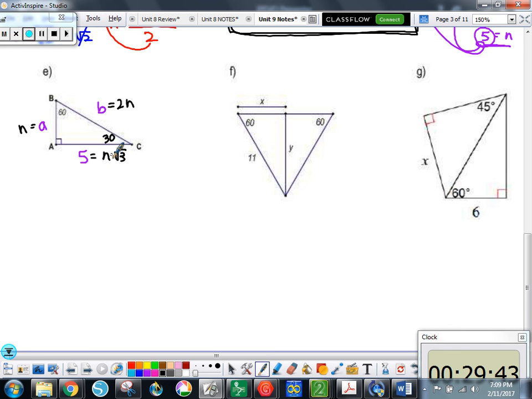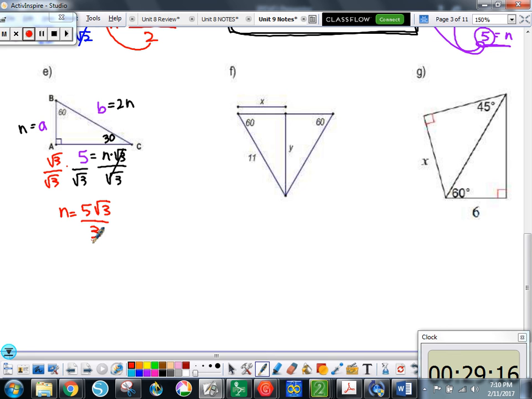So right here, we're going to solve that by dividing by the square root of 3. So N equals 5 divided by the square root of 3. Now we can't leave it like that because again you can't have a radical in the denominator. So let's rationalize the denominator. And N equals 5 square root 3 over 3.